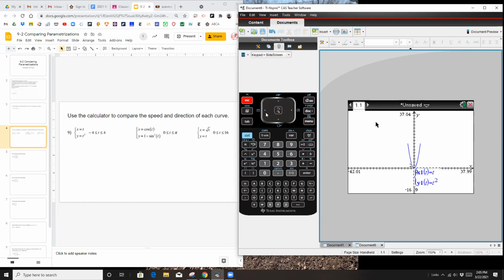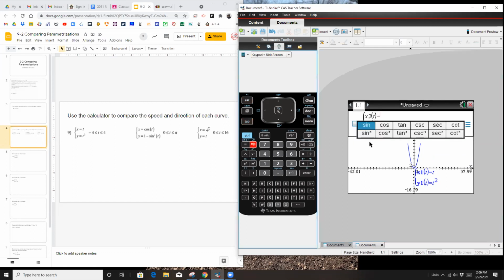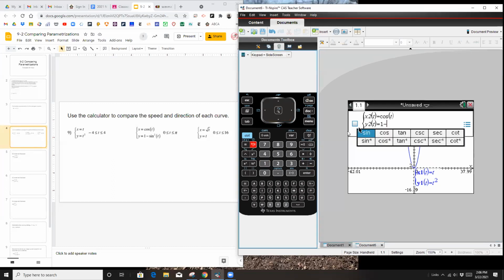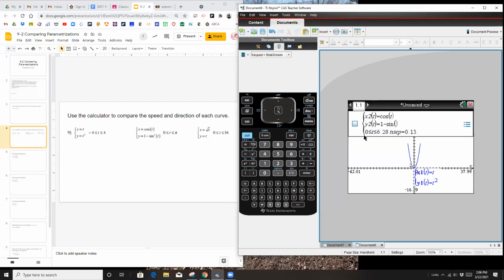So now let's graph the other one. So hit tab, all right, and then we're gonna type in x equals the cosine of t. So trig cosine of t, and then y equals 1 minus sine squared of t, so sine of t squared.